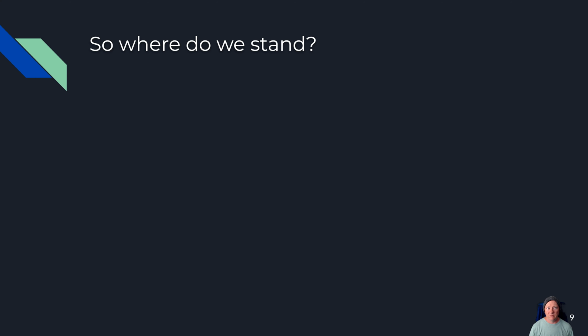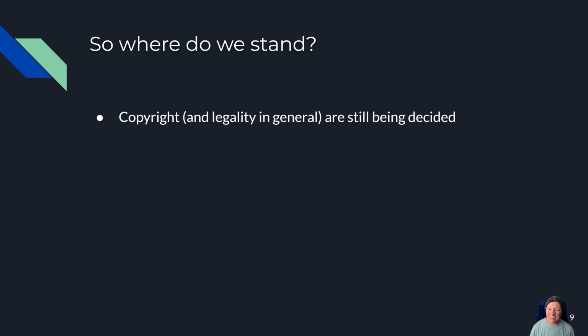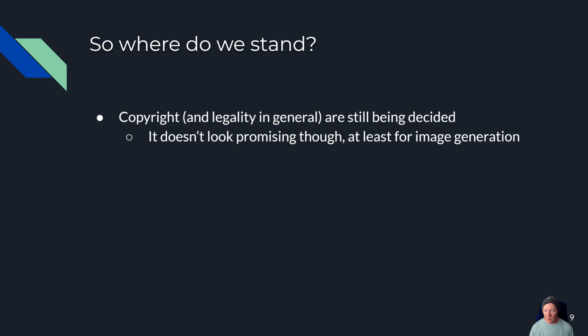So, okay, where do we stand with all of these things? Copyright and legality in general, those are still being decided. We're going to see, I think, a lot of court cases over the next few years looking at and testing where AI-generated content stands. But I think it doesn't look promising. Certainly the image generation field, I think, is very high risk for using that in anything that you are wanting to own the copyright for. That feels very high risk to me.